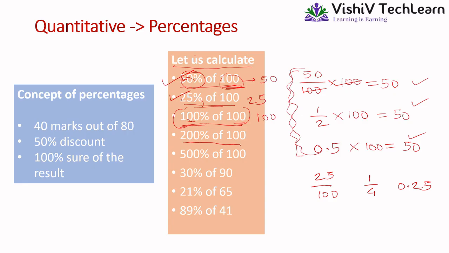Now 200%, here also many of the students get confused. 200% of 100 means we have to double it. Since 100% is the same amount, it is nothing but multiplied by 1. 200% will be multiplied by 2, or double that amount. Similarly, 500% of 100 will be 5 times 100, which is 500, and so on.